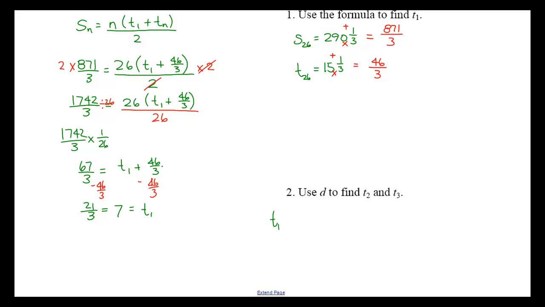So term 1 is 7, and now term 2 and term 3. In order to get from one term to the next term, I'm adding 2/3, because that is my common difference from up at the top. So the next term, term 2, would be 7 and 2/3, and then term 3 would be 8 and 1/3.